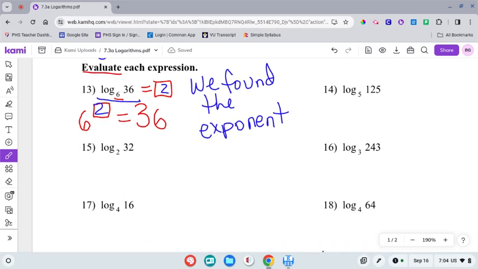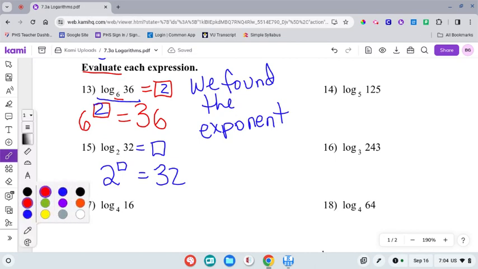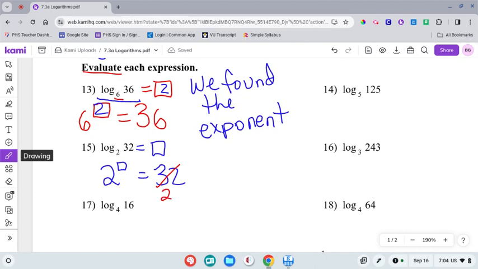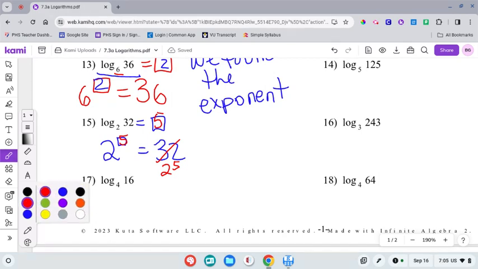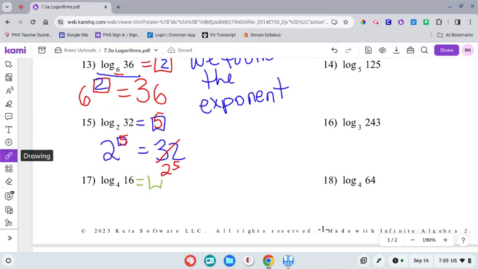Number 15, the base is 2, and it's equal to an exponent. So we're just finding the exponent that makes 32. Last lesson, we changed these things to where they matched. 32 could be thought of as 2 to the 5th power. That's how you would know that this answer has to be 5. Next one, log base 4 of 16. Again, all you're doing is trying to find the exponent that makes this work. There's a base 4, and you're trying to find the exponent that makes 16. A lot of times you can just do it in your head.